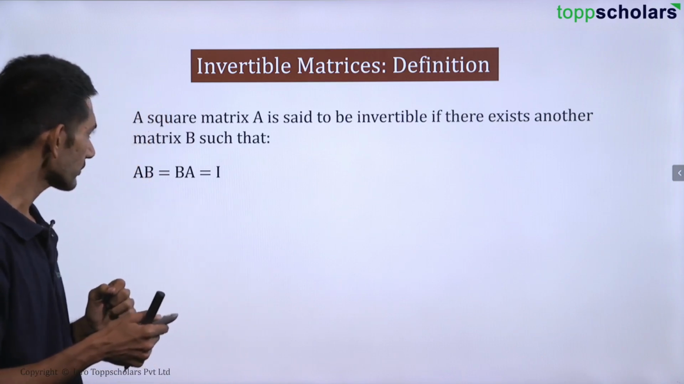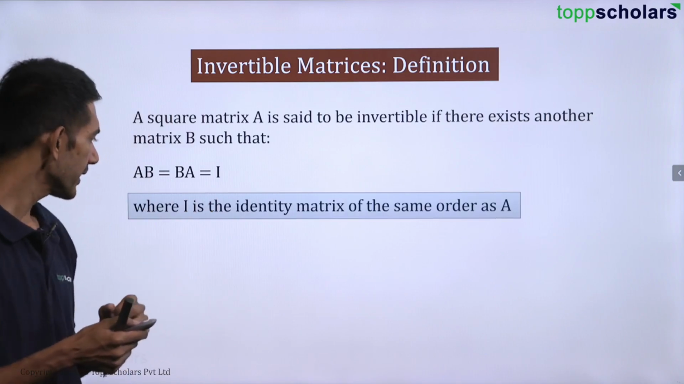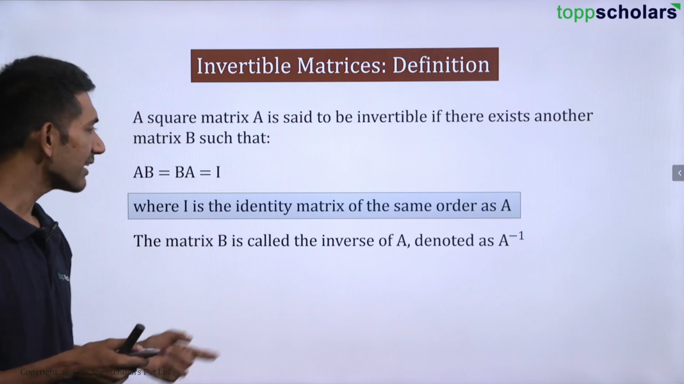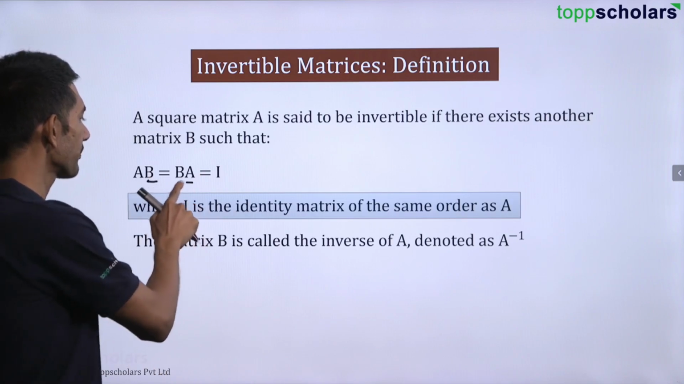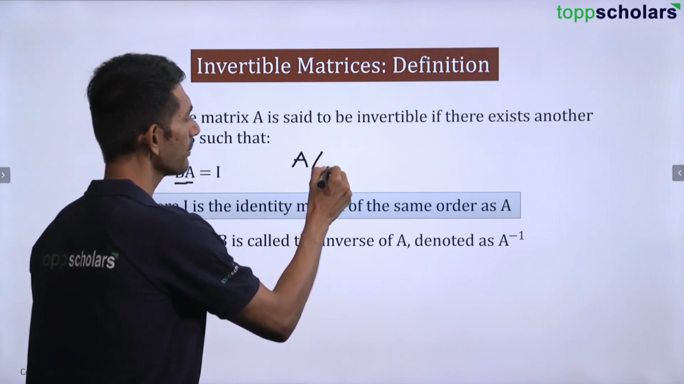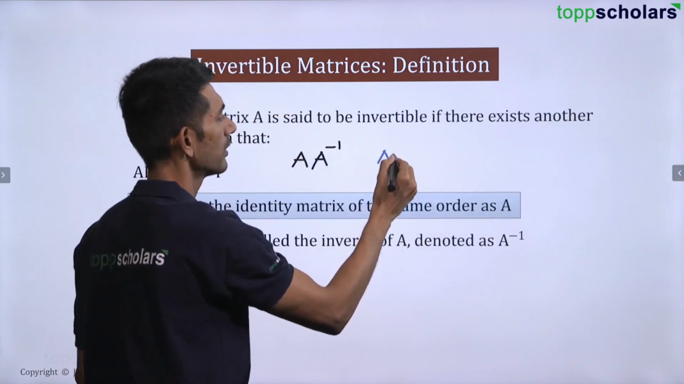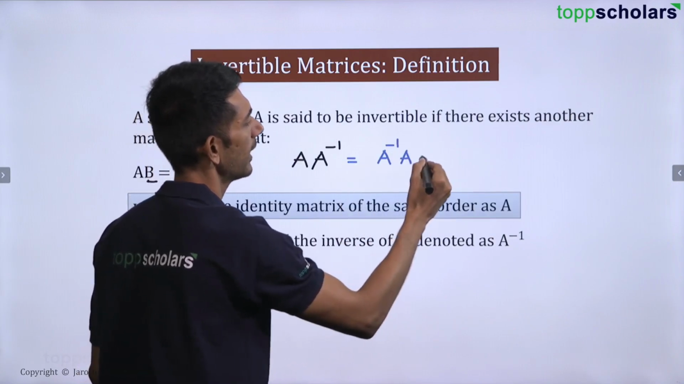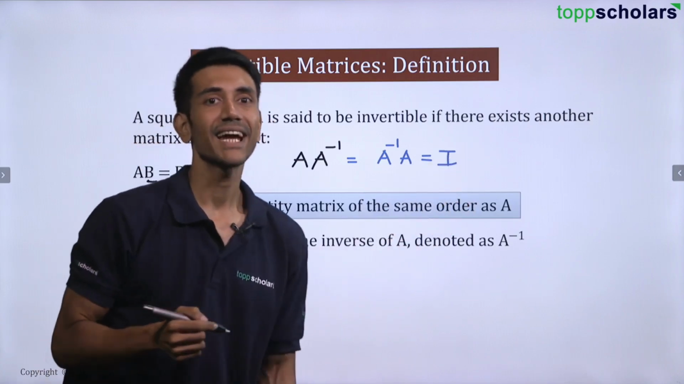Now, I is the identity matrix of the same order, right? Now the matrix B is called the inverse of A and it is denoted as A inverse. So I can also write down like this, that A multiplied by A inverse, or A inverse multiplied by A, and both of them are going to give you I, that is the identity matrix.